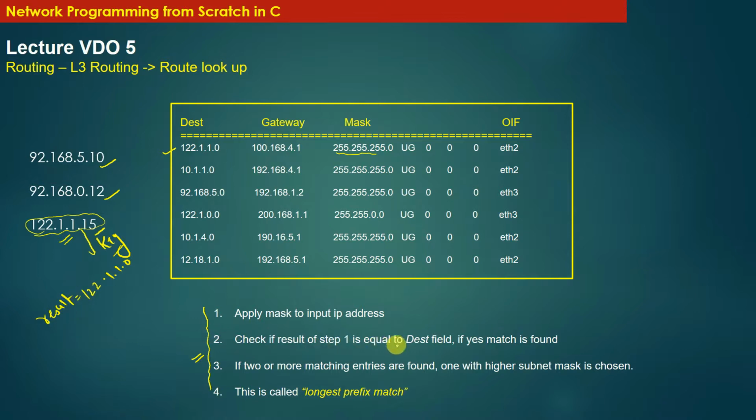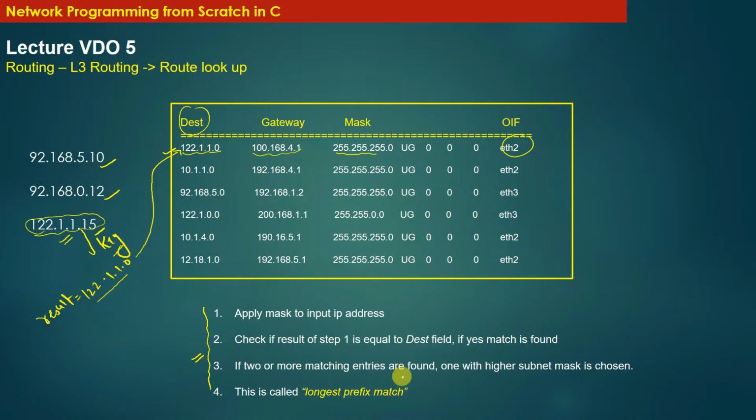Check the result of step 1 and whether it is equal to the dest field. The dest field is this. So our result actually matches with the dest field. Right? So it means that entry 1 matches, and we get the output as destination subnet, outgoing interface, and the gateway IP.